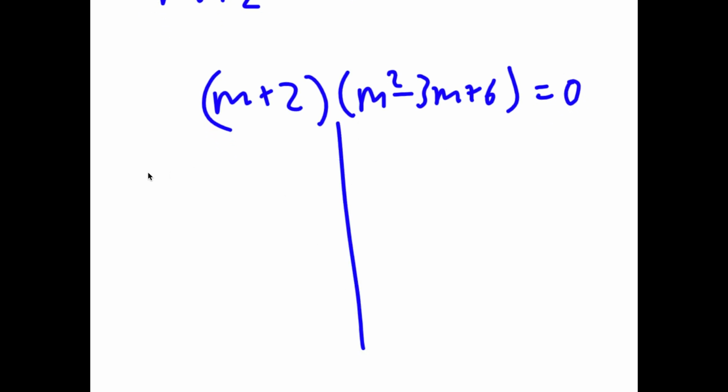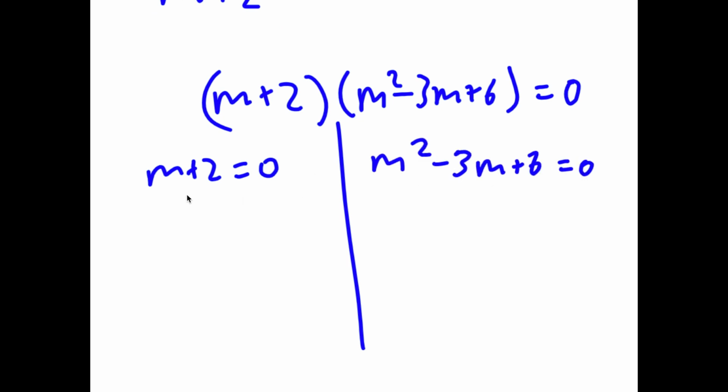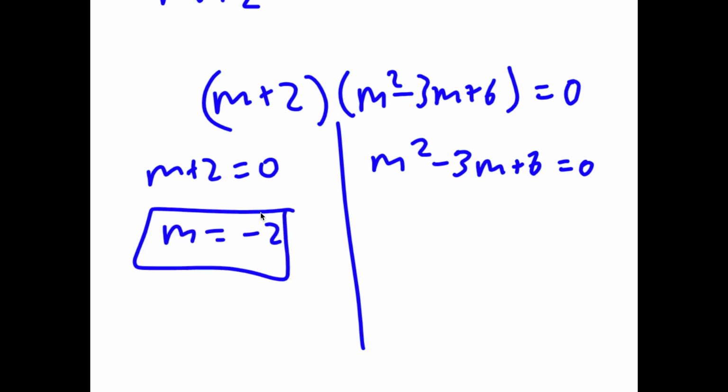So now to solve this, we have two equations. m plus 2 is equal to 0, and m squared minus 3m plus 6 is equal to 0. So obviously from m plus 2 equals 0, we already know that m equals negative 2. We already found the solution. But from m squared minus 3m plus 6 equals 0, we have to use the quadratic formula. I'm not going to waste your time by actually plugging everything in, but you should get that m is equal to 3 plus or minus the square root of 15i over 2.